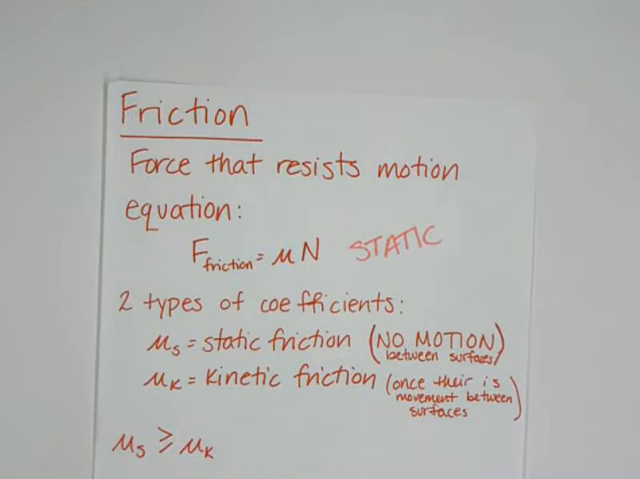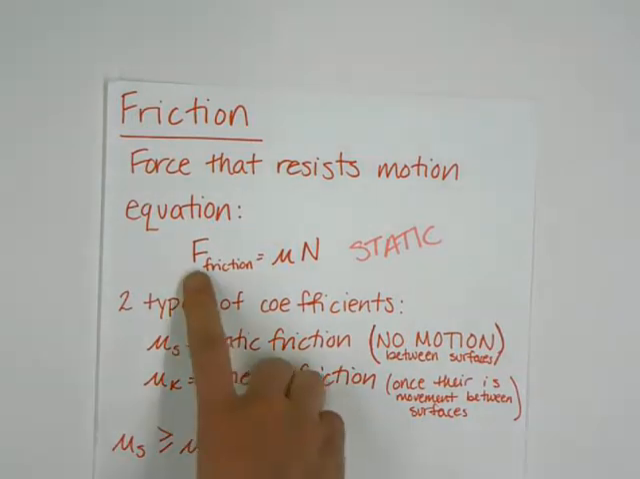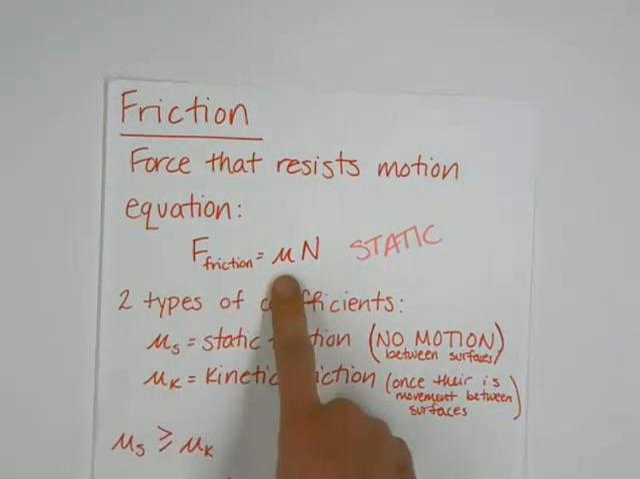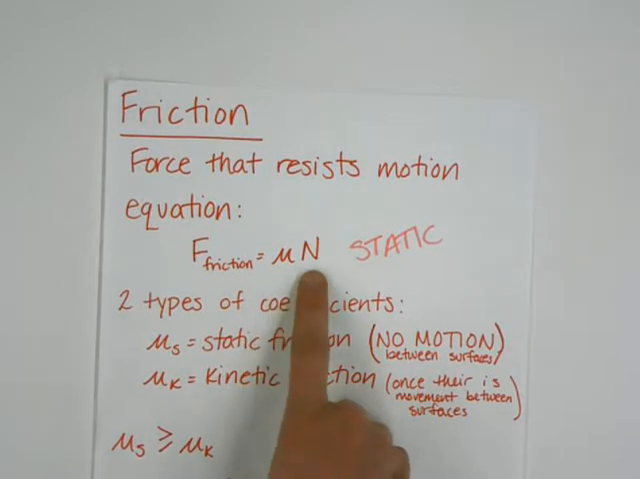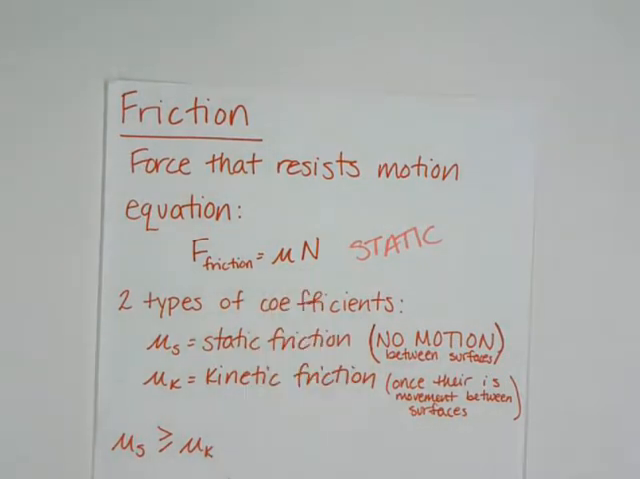So the equation that defines friction is the force of friction is equal to the coefficient of kinetic friction times the normal. And this equation doesn't work for static friction because sometimes it can be less than the coefficient times the normal. So I'll talk about that in a second. But just to get your mind around it, remember this equation for kinetic friction.